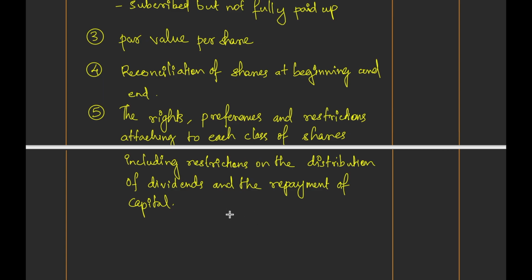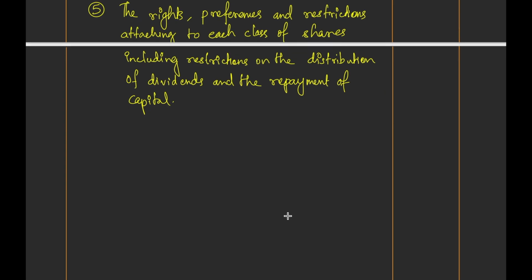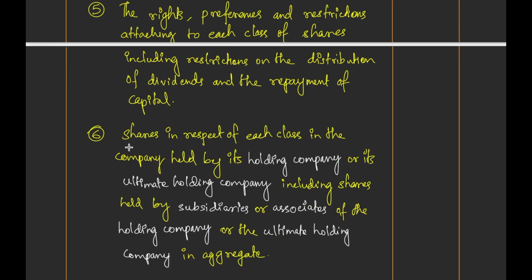Now the next one is shares in respect of each class in the company held by its holding company or its ultimate holding company, including shares held by subsidiaries or associates of the holding company or the ultimate holding company in aggregate. I know it's a bit hard to understand by reading this, so I'll explain this in detail.